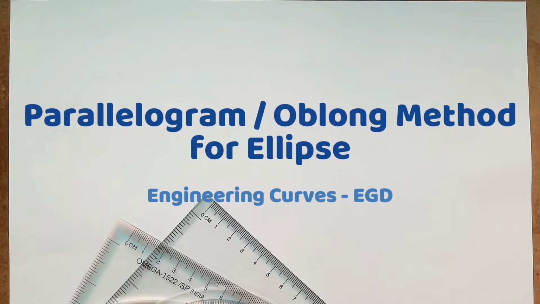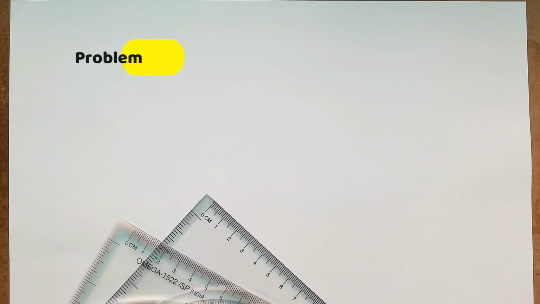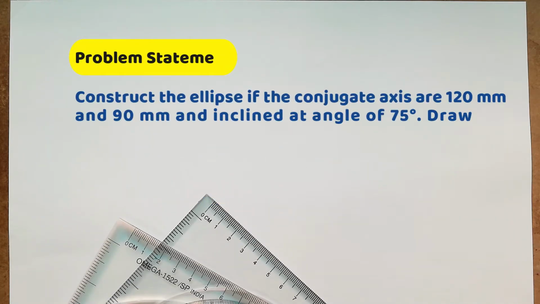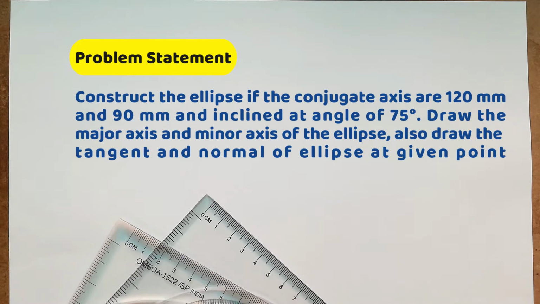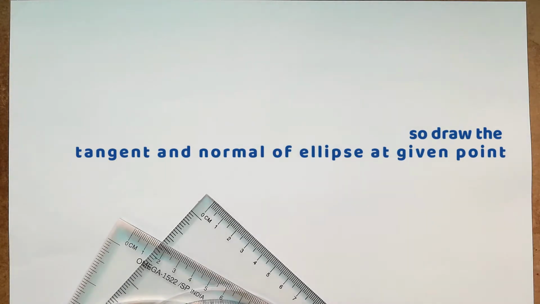Hello everyone. In this video we are going to check out one problem of ellipse using the parallelogram method. That is the part of the oblong method. The problem statement is: construct the ellipse if the conjugate axes are 120 mm and 90 mm with an inclined angle of 75 degree. Draw the major axis and the minor axis of the ellipse. Also, draw the tangent and the normal to the ellipse at the given point.